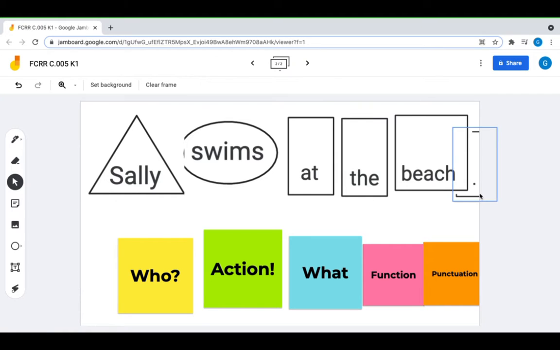You might ask additional questions. You could say, what words are telling us what she's doing? You could ask it that way. And then you would have to get to, oh, swims. What words are telling us where she's doing it? And you would want kids to reply, at the beach. What word is telling us who is doing it? Sally. So you can keep playing with that dialogue where first you build it, then you read it, then you pull back again.